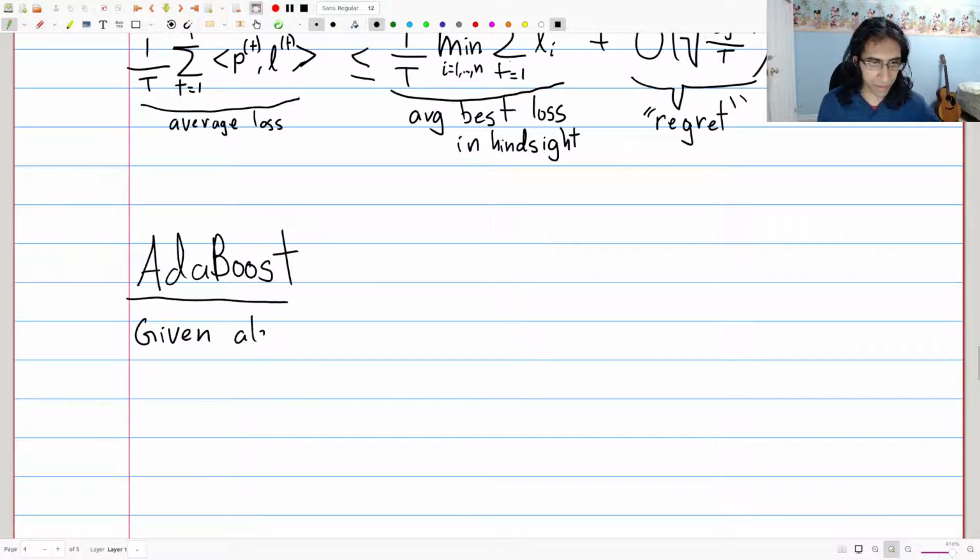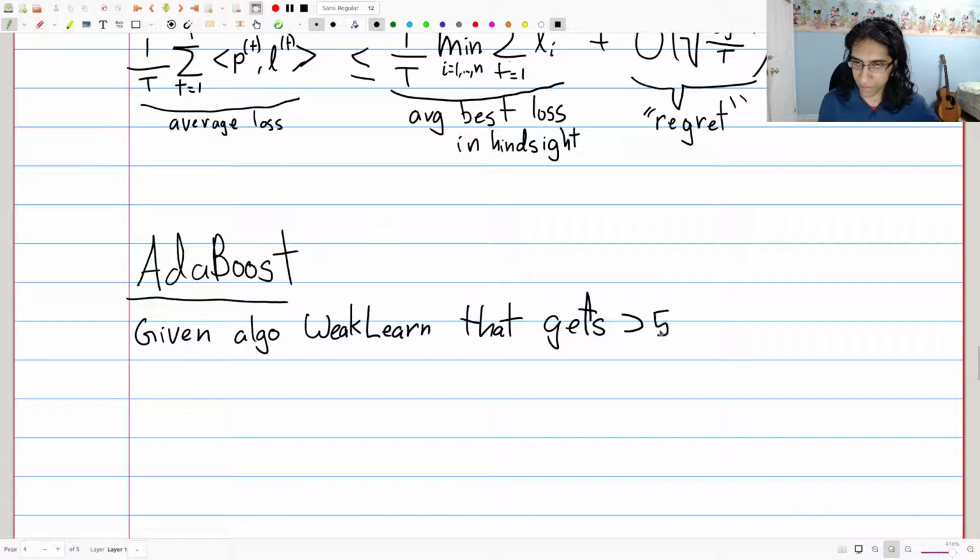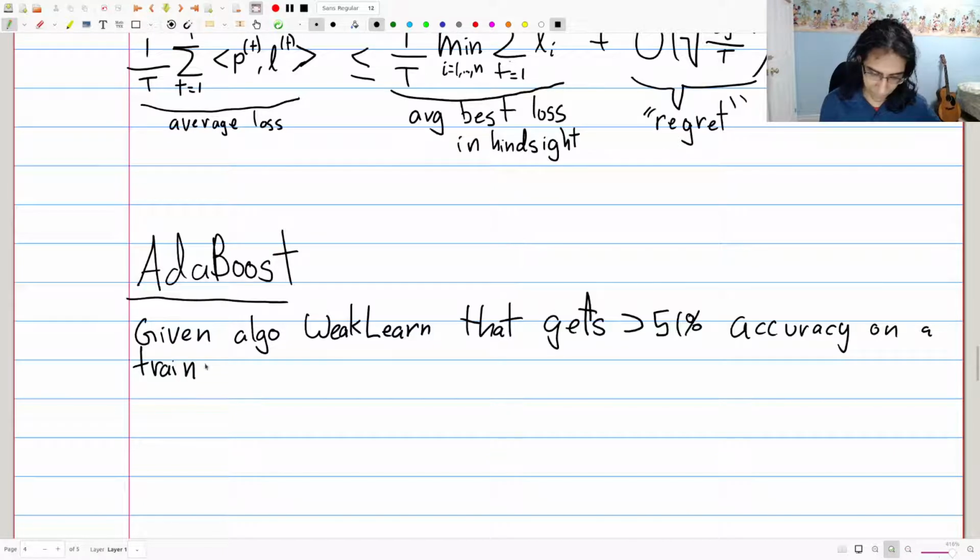Given an algorithm, which we'll call, say, weak learn, that gets, say, greater than 50% accuracy. Let's say greater than 51% accuracy, on a training set. So the question is, suppose we have something that gets 51% accuracy, or something which is close to just a little bit better than random guessing. The question is, can we boost it to high accuracy?